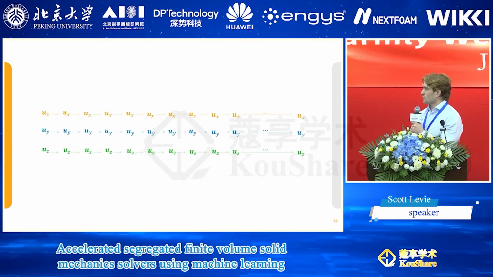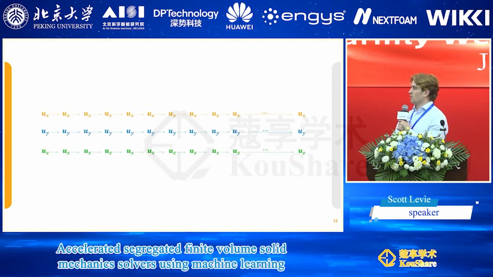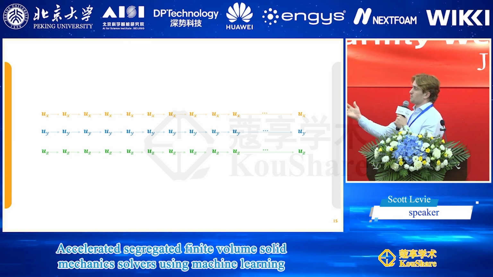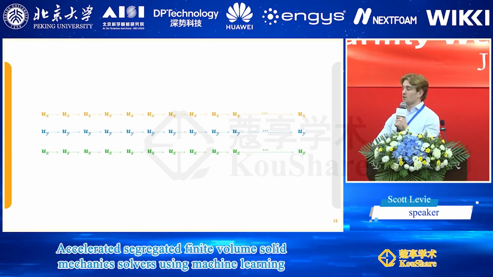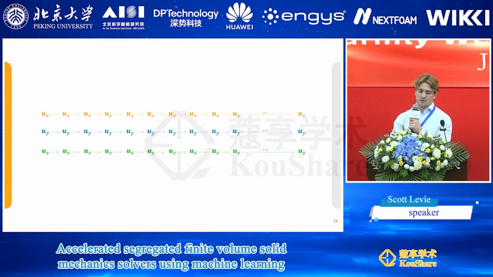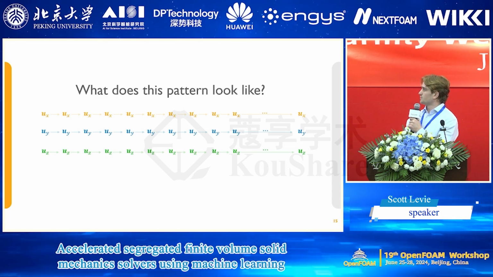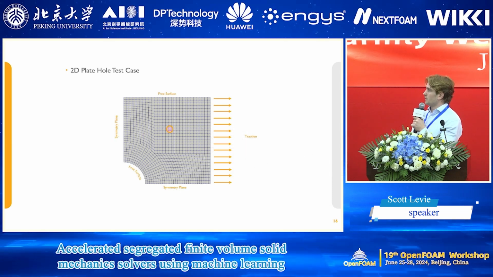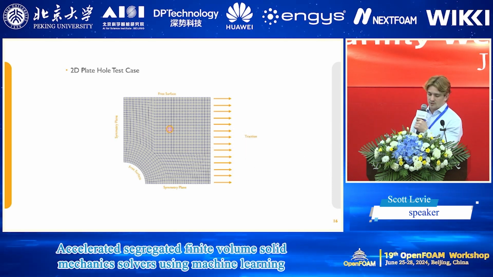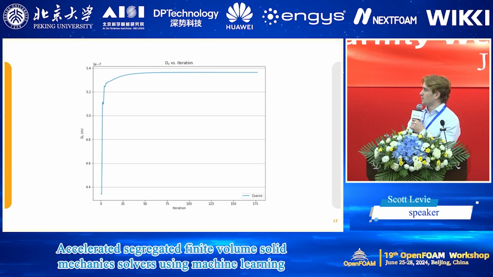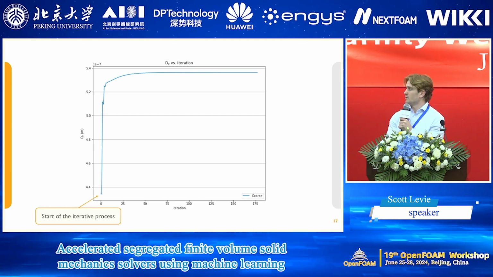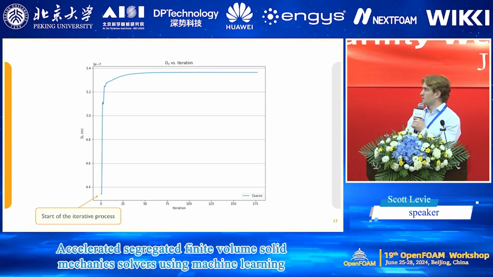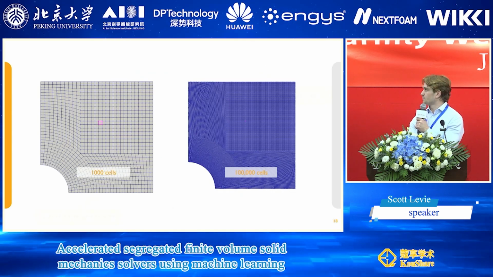So part of my motivation was to wonder what this pattern looks like. What do the unconverged displacement fields look like until they converge? To figure this out, I took a simple 2D test case, picked a cell in the center, and plotted the displacement over iteration. So this is the start of the iterative process, and this is the converged solution.